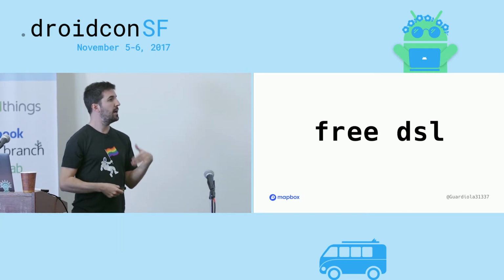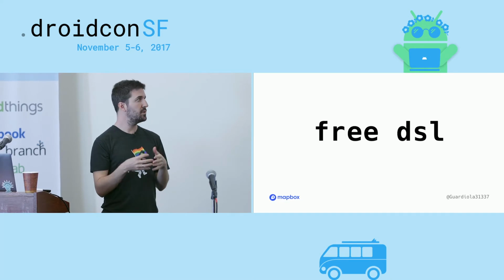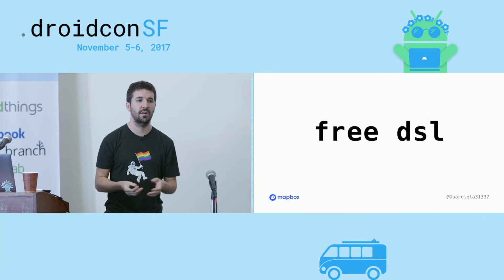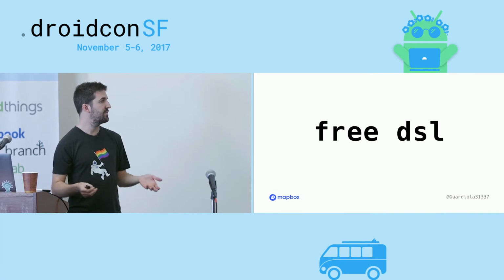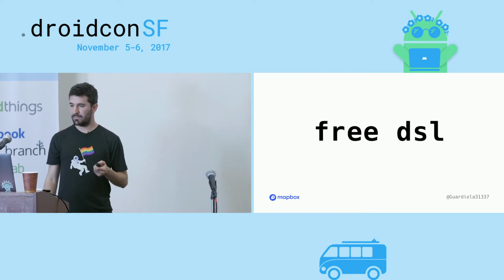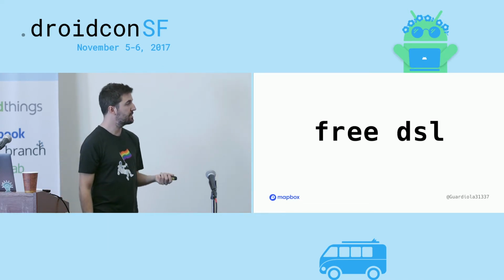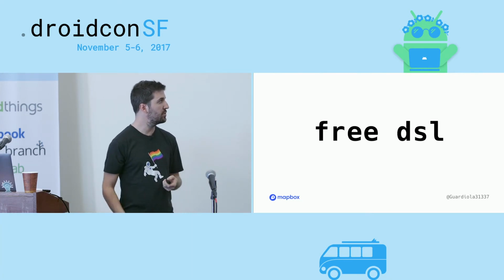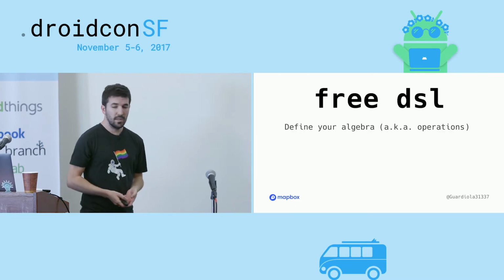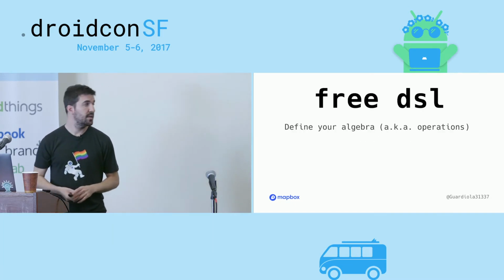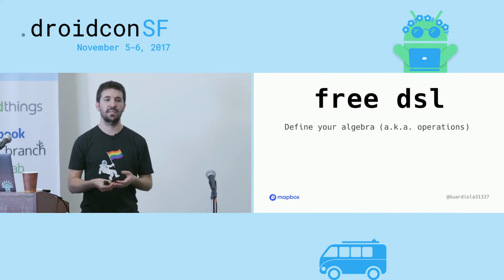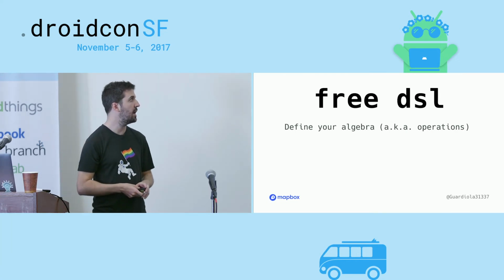But yeah, as I told you, using Arrow does not restrict you from taking advantage of the language features. So let me explain the steps you need to follow if you want to create a DSL this way. First of all, we need to define the algebra, and the algebra means the operations that you want to include in your DSL.